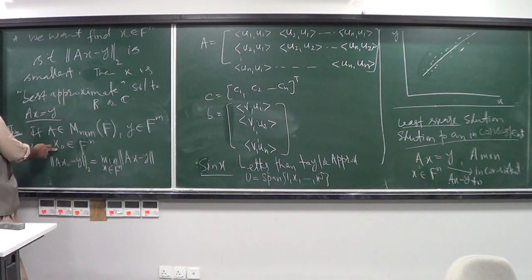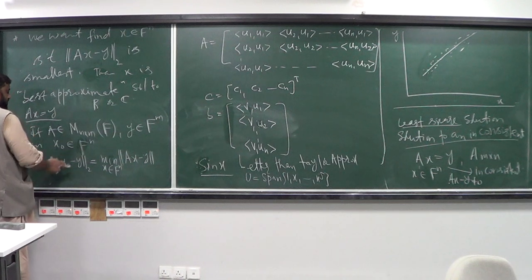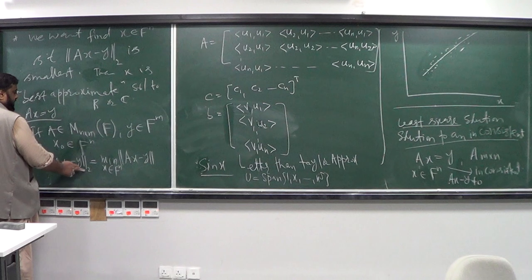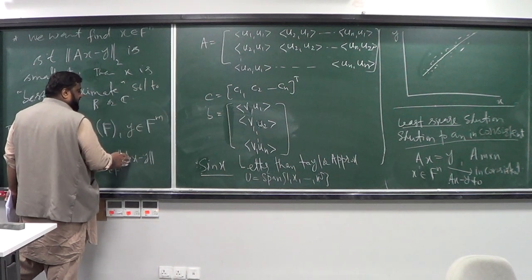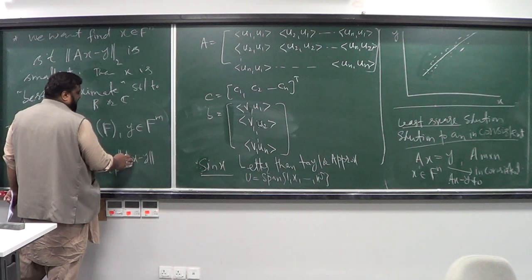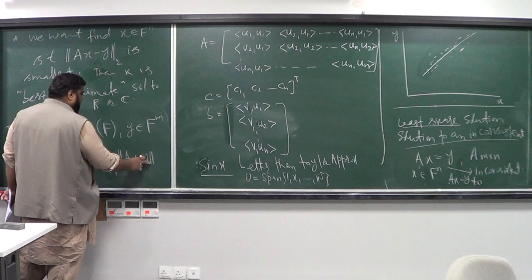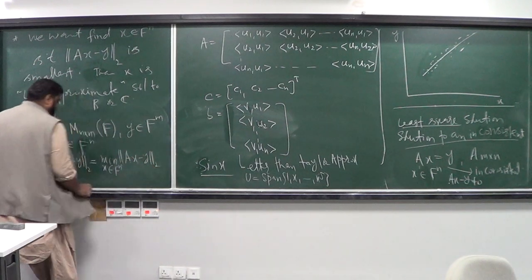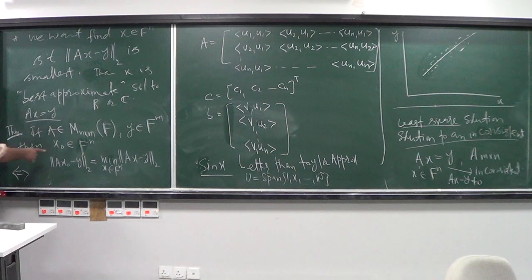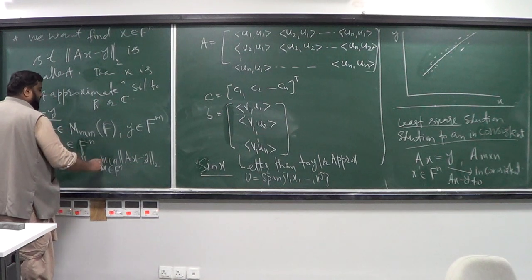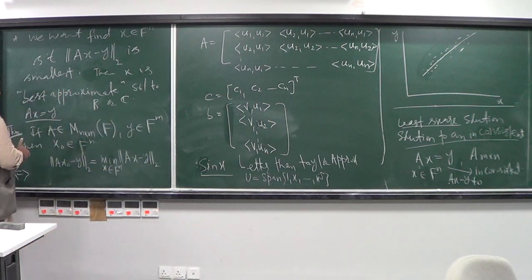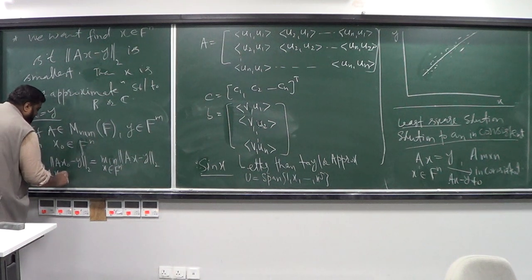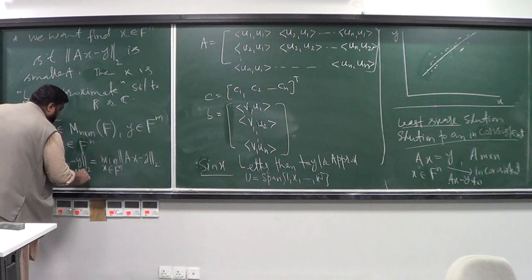So in other words, you can find such an x naught from Fn for which the difference between Ax naught and y in 2 norm is smallest among all the x's, among all the distances between Ax and y. So this distance is minimum, obviously in 2 norm. Now this will happen if and only if this x naught solves a system that goes like A star A x naught equal to A star y.